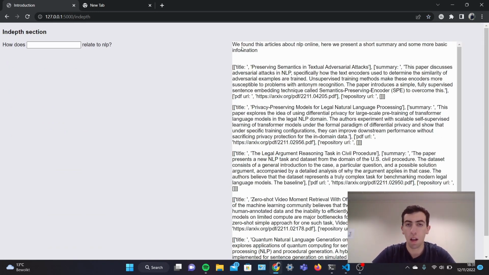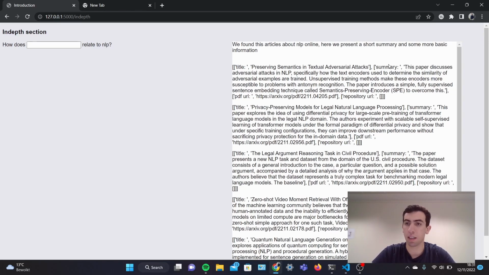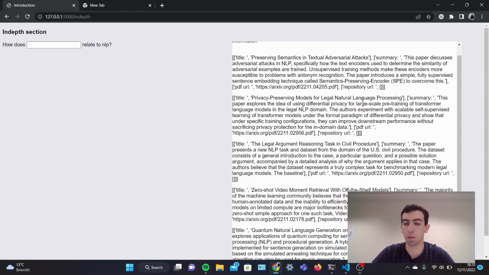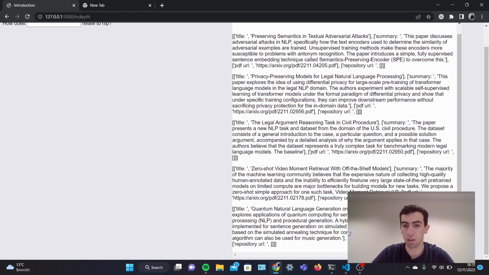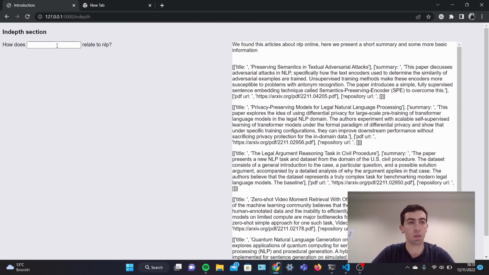Okay, so here we have the articles, the five most relevant articles. We have the title, summary, the PDF URL, and the possible repository URL, which is never here in this case. And the user can also search for articles on how certain topics relate to NLP. So we can look, for example, at how transfer learning relates to NLP.